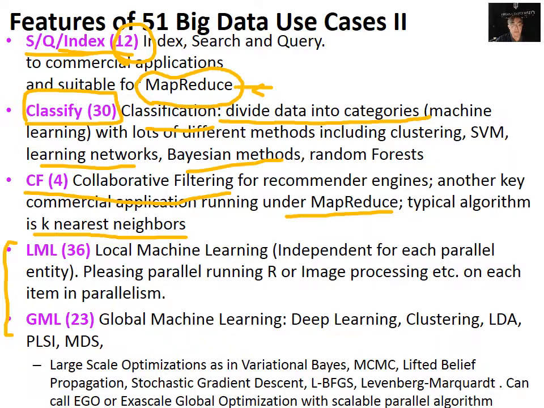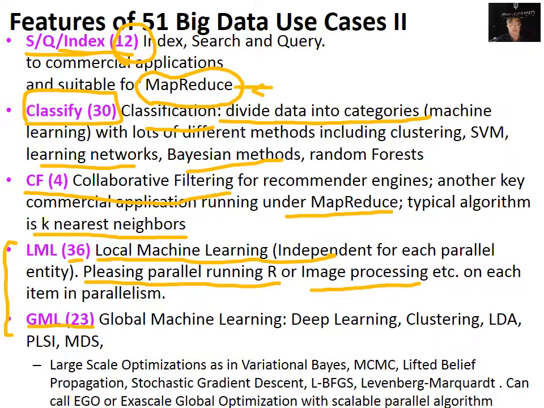So if we look at machine learning, we have two important types. Local machine learning. Here we have an example, a bunch of images running on independent cores of our virtual machine. Each of those images has maybe a machine learning algorithm applied to it to classify it. So this is running pleasingly parallel implementations of R or something like that, or ImageJ, the image processing library. That's the most common, but there is also global machine learning.